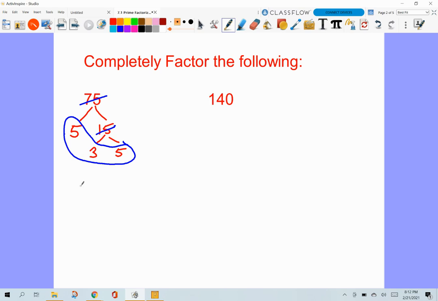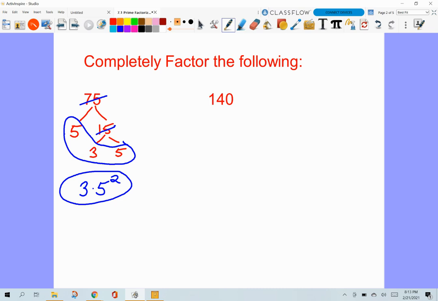I'm going to put these numbers back together, but anytime I have a number pop up more than once, I'm going to use an exponent, so I don't have to write out 5 times 5. Now, if you grab your calculator and multiply those out, 3 times 5 times 5, you will get 75 back out of it. But this is the prime factorization form of 75. You start with the smallest factor and you go up to the biggest one, including the exponents as needed.